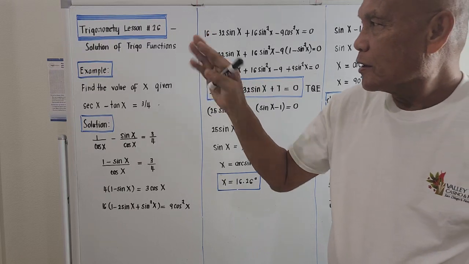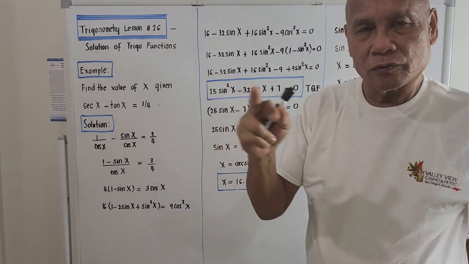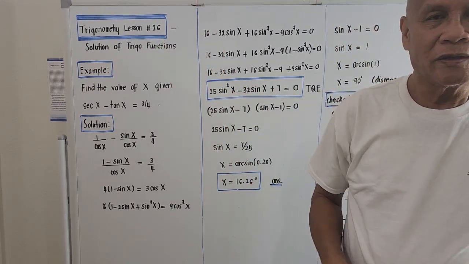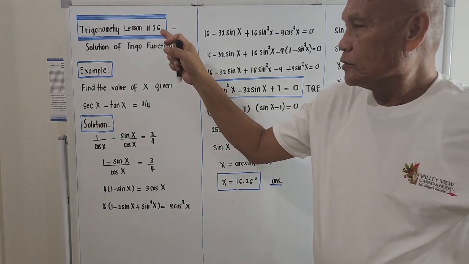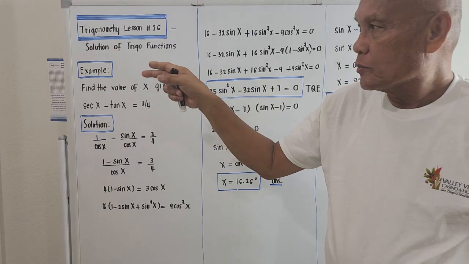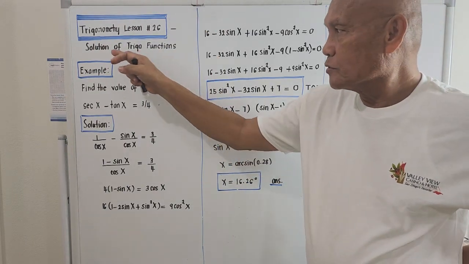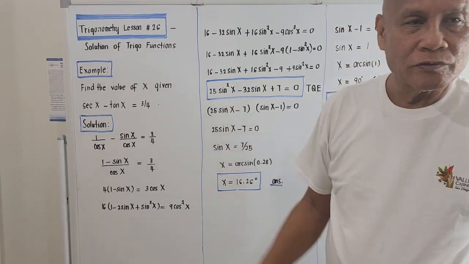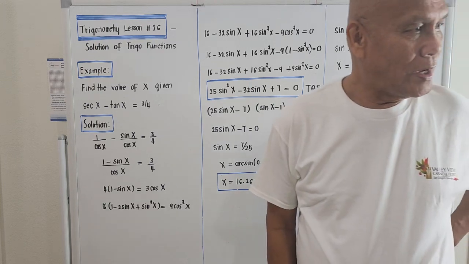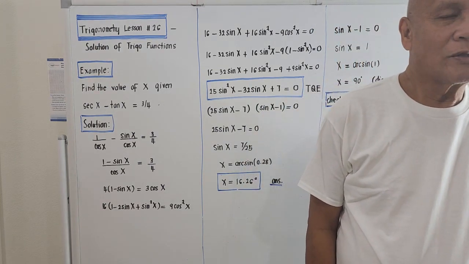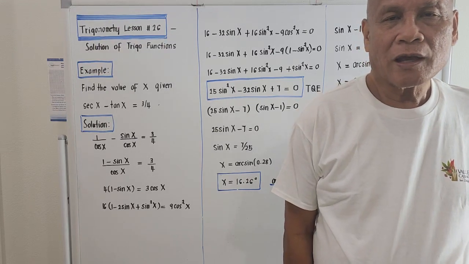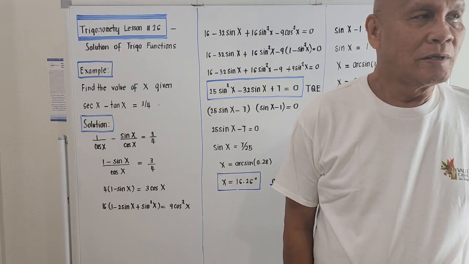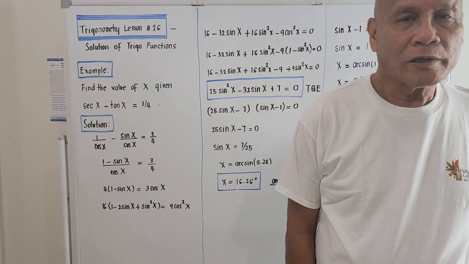Okay, my topic for this morning will be a continuation of my subject matter, trigonometry, and we are now on lesson number 26. For those of you who are following my trigonometry topic, we are now on lesson number 26. And the title of the topic for this morning will be Solution of Trigo Functions. Meaning, we are given a trigonometric function or equation, and we are asked to solve for the unknown angle. Okay, let's proceed.